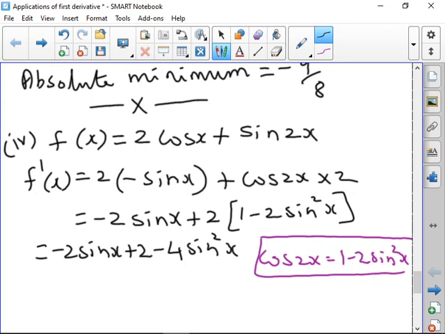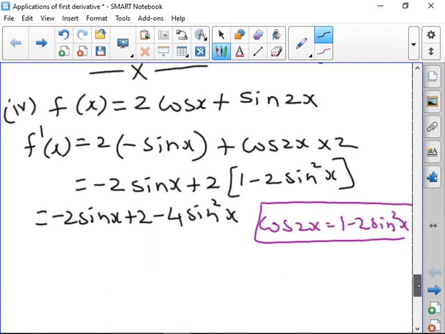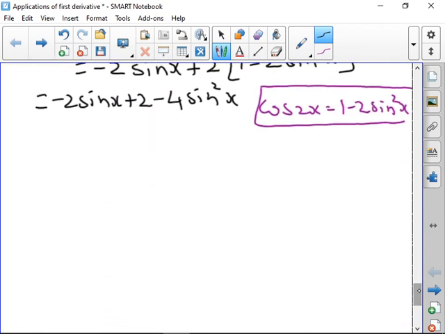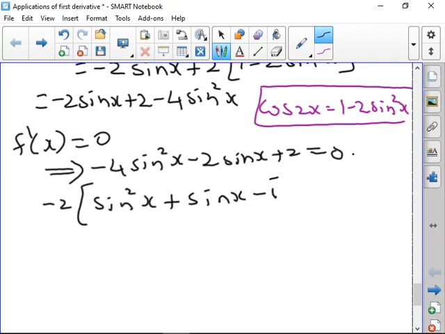Okay. Now we have to find the critical number. So to find the critical number, we take f dash of x is equal to 0. So f dash of x is equal to 0 means, writing in order, minus 4 sin square x minus 2 sin x plus 2 is equal to 0. Minus 2 can be taken out. Upper sin square x plus sin x minus 1 is equal to 0. So now this is a quadratic equation in sin x.